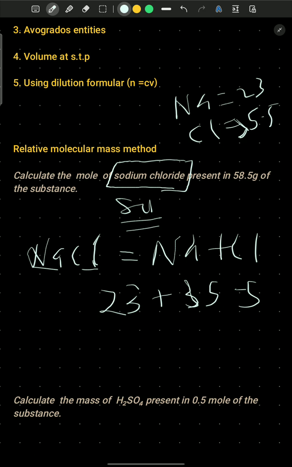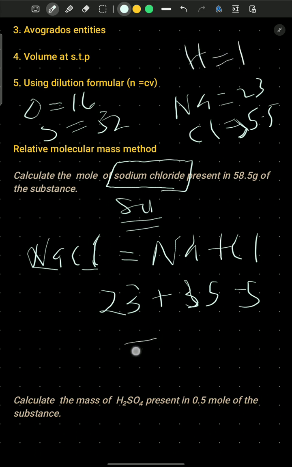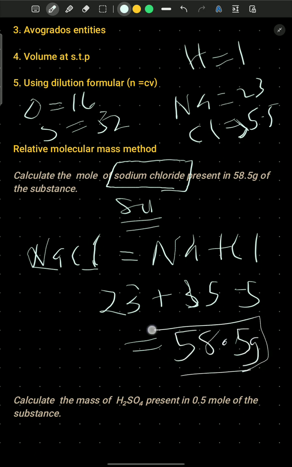Other ones that may be needed in the course of this teaching are oxygen, which is 16, then sulfur is 32, and hydrogen is 1, in case we need them. So from here, if you calculate, we are going to have 58.5. It means that the molecular mass of this substance I want to deal with is 58.5.